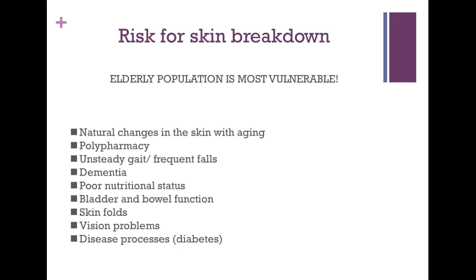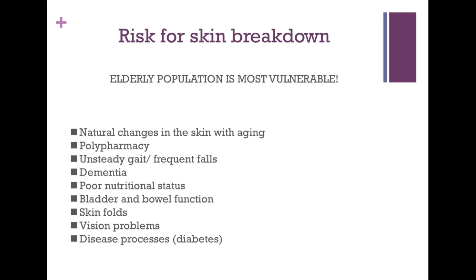Sometimes they're unsteady. Gait refers to their posture and their balance. So if they're unsteady, they could fall frequently, putting them at risk for skin integrity issues, of course, open areas, and also bumping into things. Dementia and confusion also put them at risk for skin breakdown. Poor nutritional status makes their skin more fragile.